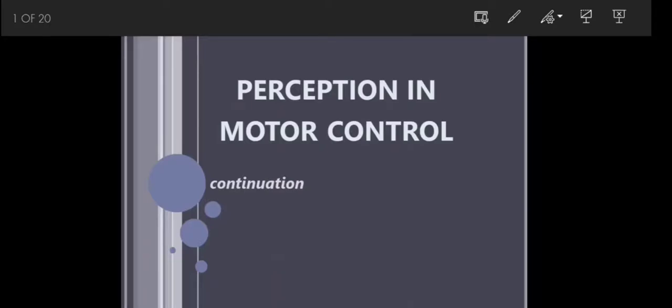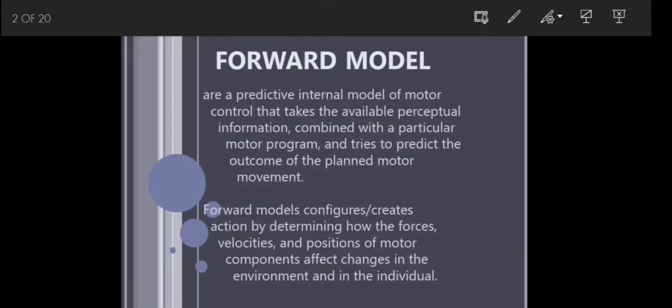So here's the continuation of the perceptions in water control. Forward modal. Forward modal are a predictive internal model of motor control that takes the available perceptual information combined with a particular motor program and tries to predict the outcome of the planned motor movement. So forward modals configures and creates action by determining how the forces, velocities, and positions of motor components affects in the environment and in the individual. So what is internal modal sa first?